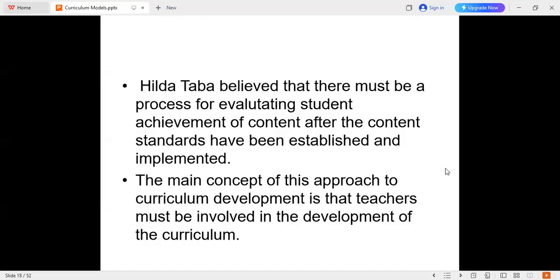Hilda Taba believed that there must be a process for evaluating student achievement of content after the content standards have been established and implemented. Content standards. But in the previous model, we didn't see those terms, standards. The main concept of this approach to curriculum development is that teachers must be involved in the development of the curriculum. That is one point.